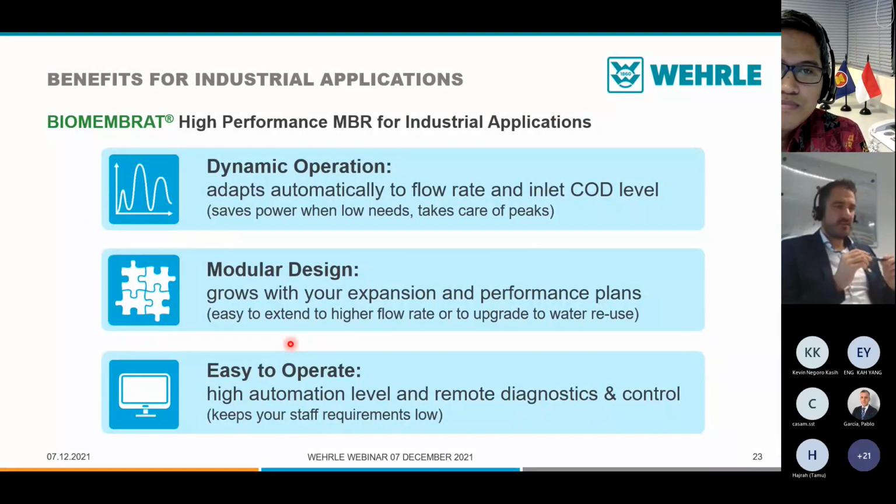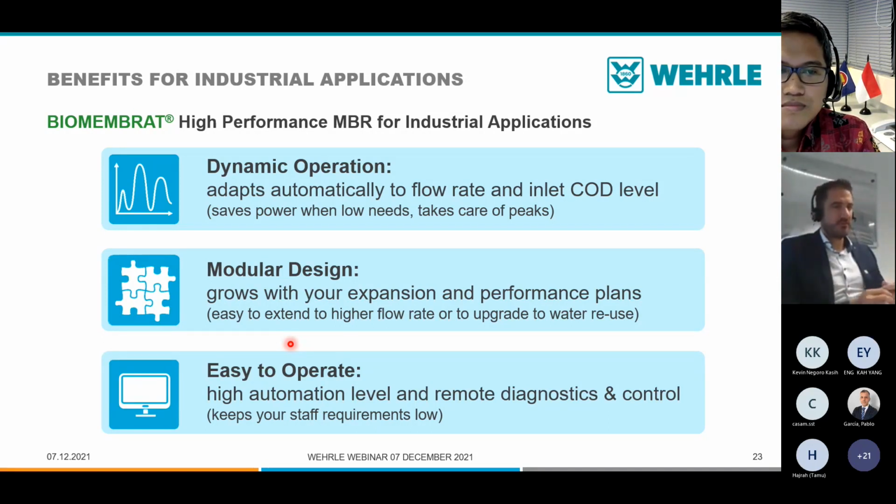Again, if we summarize, what are the important things for the WEHRLE plants? Dynamic operation, fluctuating inlet concentrations, reliable outlet concentrations. Modular design, really important. We saw the UF membrane loops. Why is modularity so important? Industries are growing. Maybe they are starting with one product. After 2 years, they are implementing a new product.